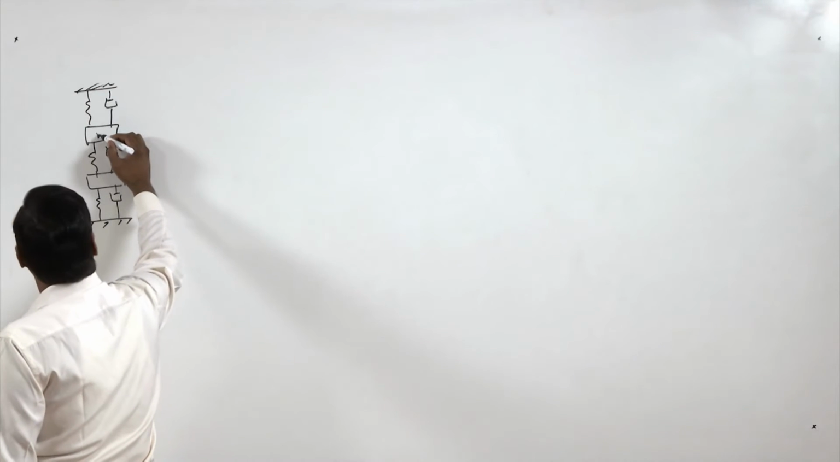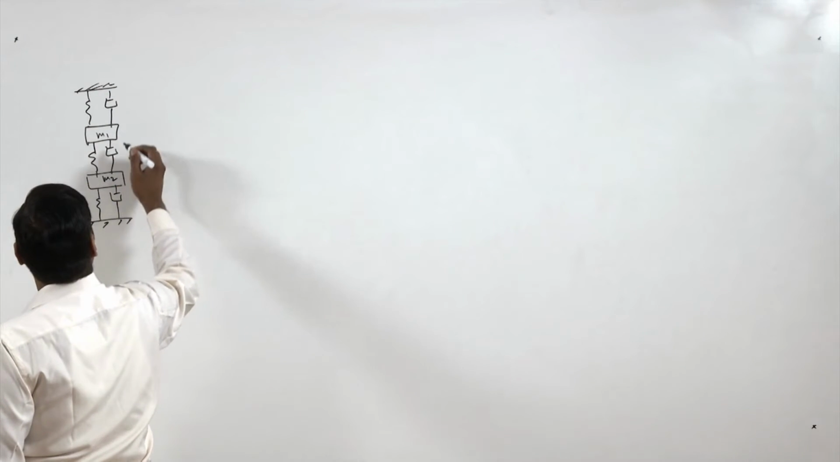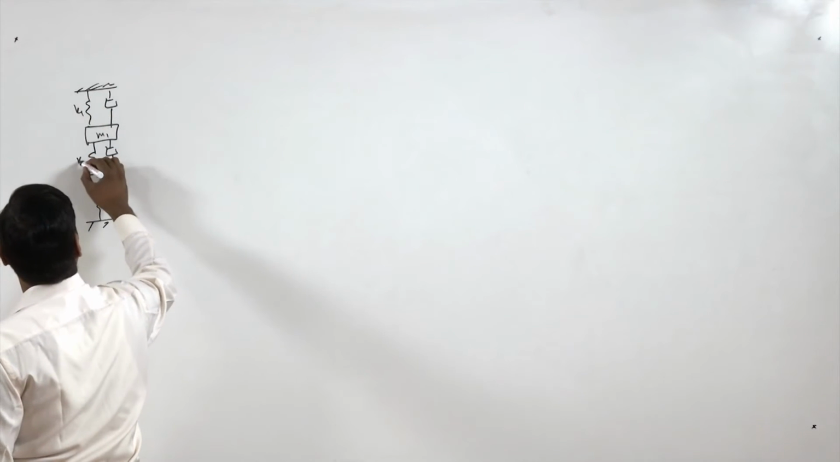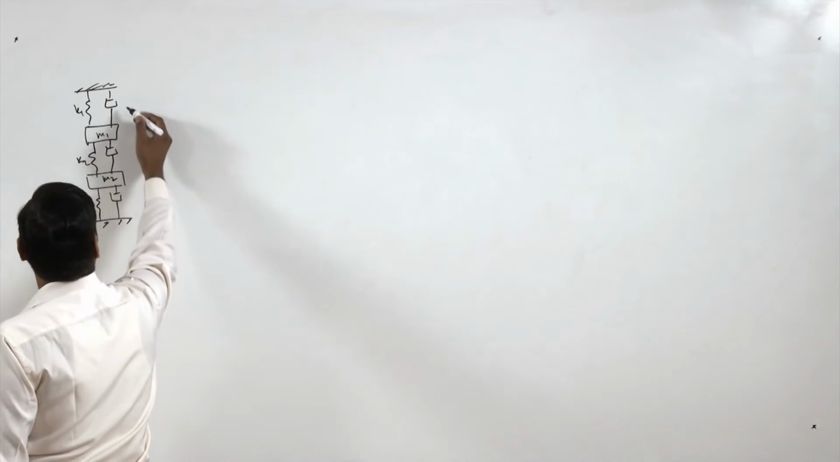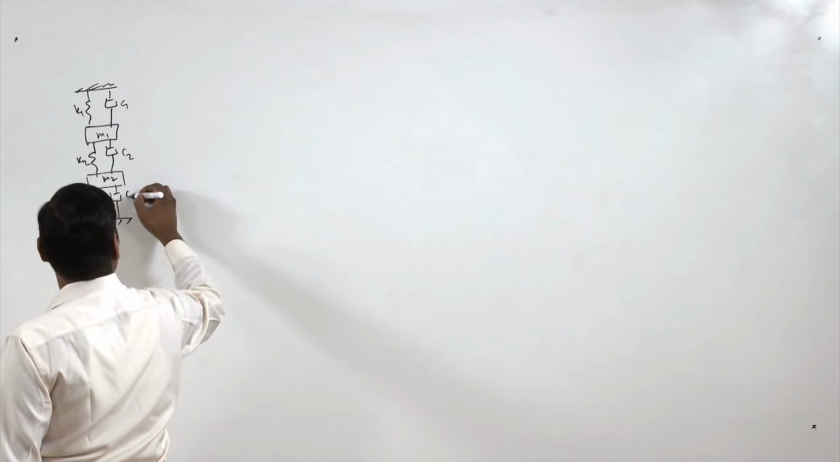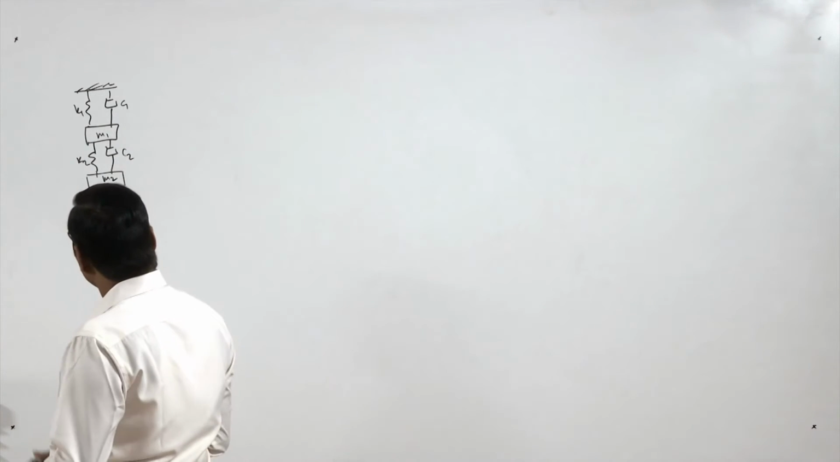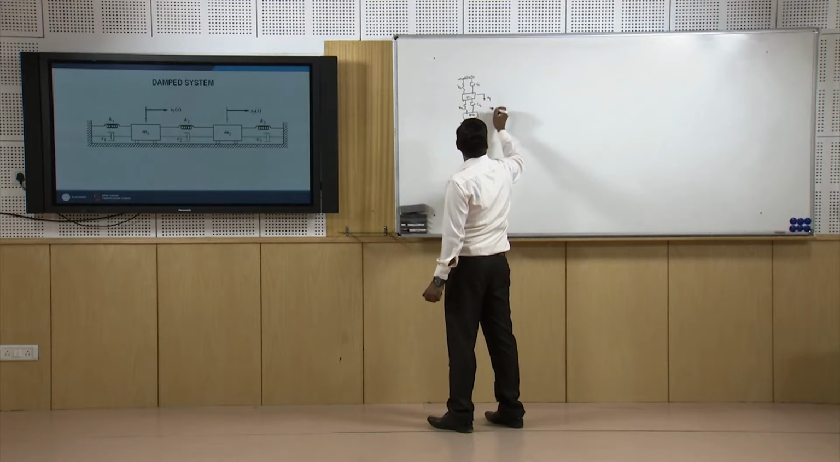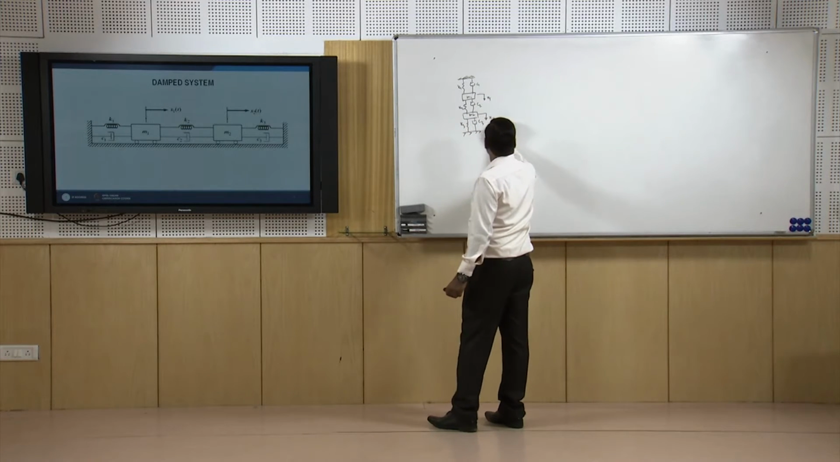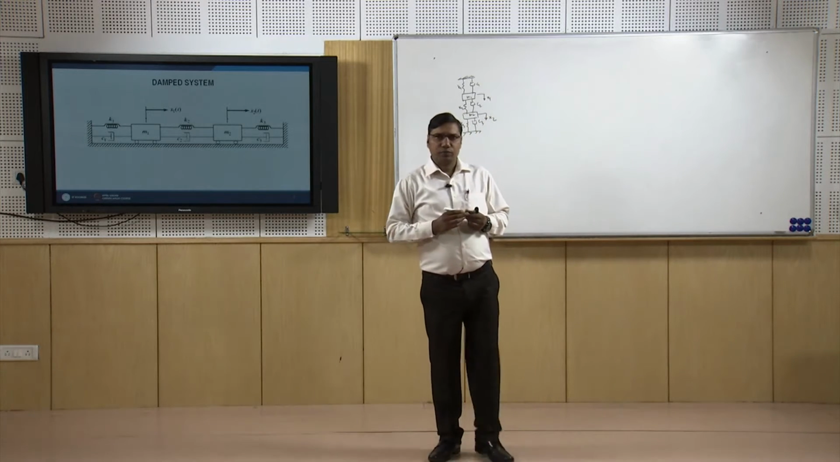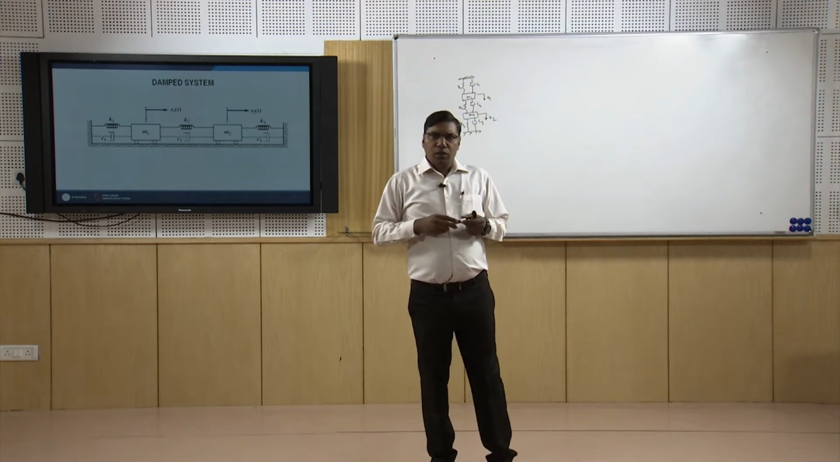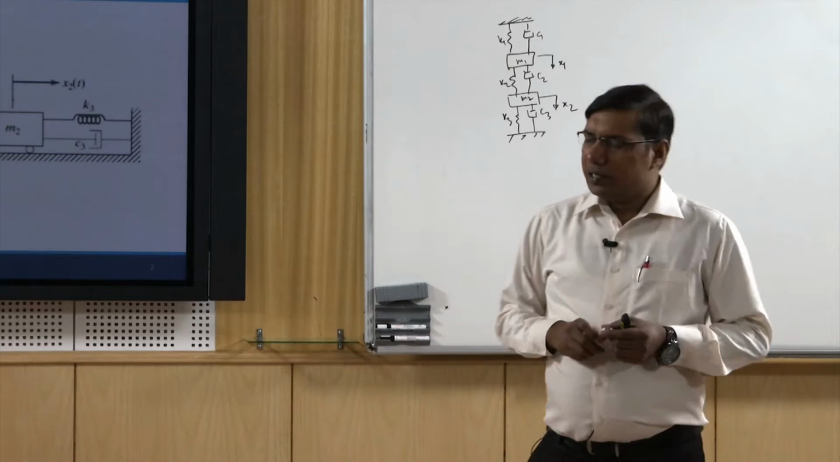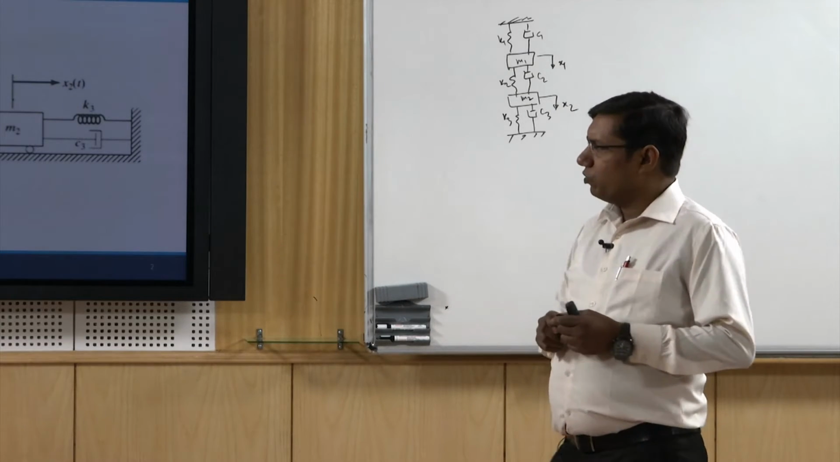So, this is the mass M1, M2, this is K1, K2, K3, C1, C2, C3. And this is the x1 and x2, the 2 degrees of freedom. Now, to study these systems, what we have to do? We have to first write the equations of motion.